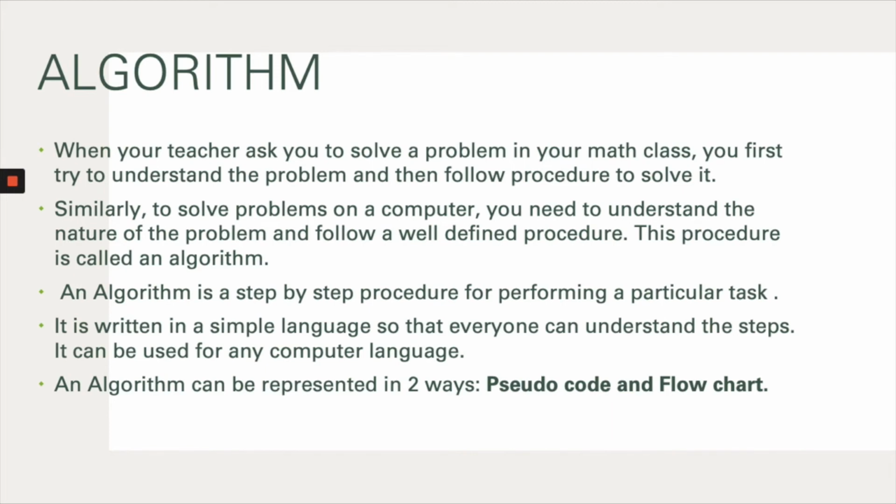An algorithm can be represented in two ways. They are pseudocode and flowchart. Let me repeat one more time: pseudocode and flowchart.